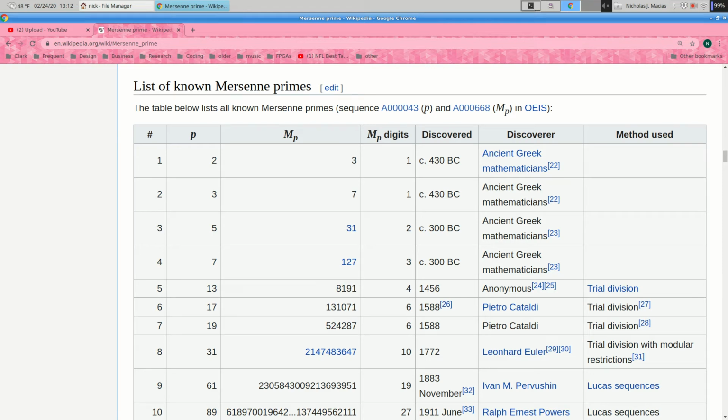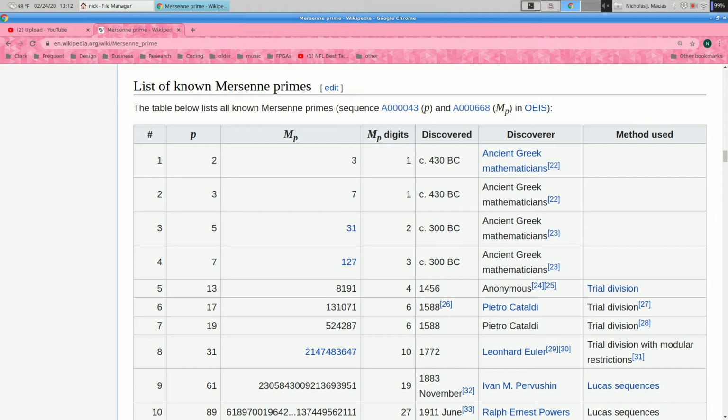2 to the 2 minus 1 was known by the Greeks, 430 BC. 2 cubed, 2 to the fifth, 2 to the seventh, those were known by the Greeks. It took 130 years to get from 2 to the third to 2 to the fifth, but that's probably just when they recorded that fact. And then 2 to the 13th was discovered 1,700 years later by someone who didn't even take credit for it.